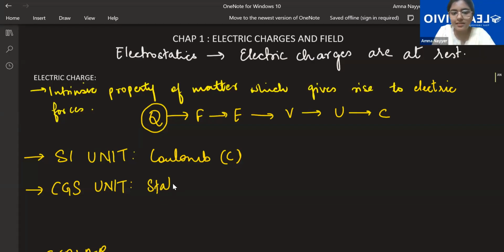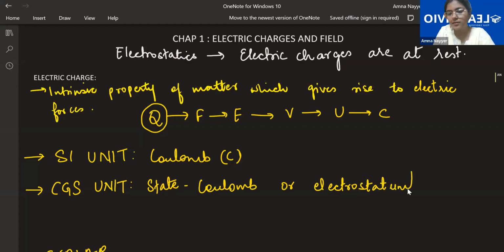This is known as stat coulomb, or the most common one you will find, the electrostat unit, written as ESU. This is the CGS unit of electric charge. If you want any conversion, just in case you see any question. The CGS unit is not a very common unit, and it has never really come in your board exams.